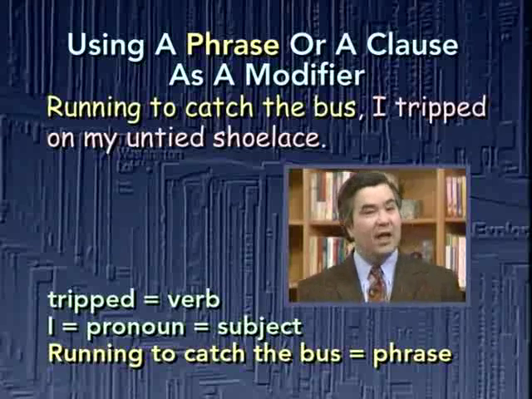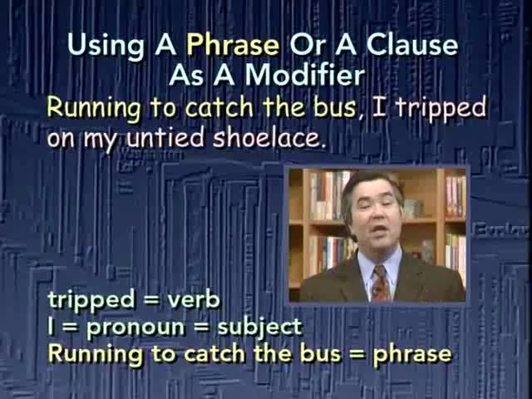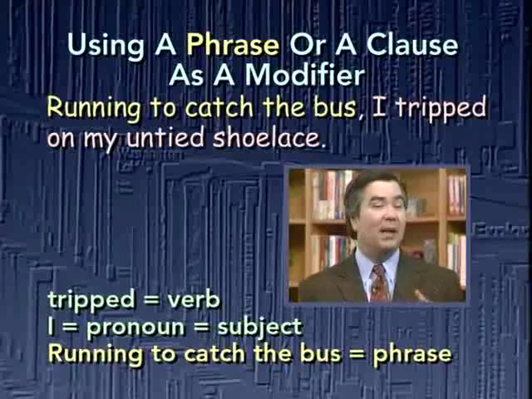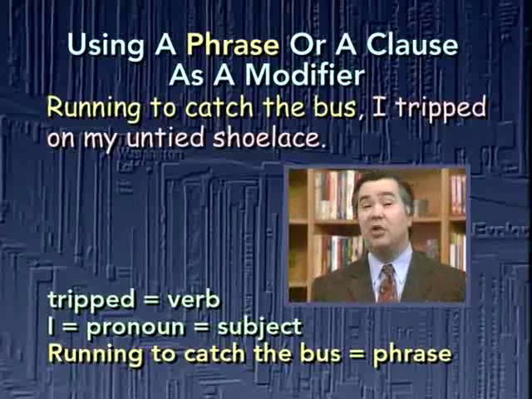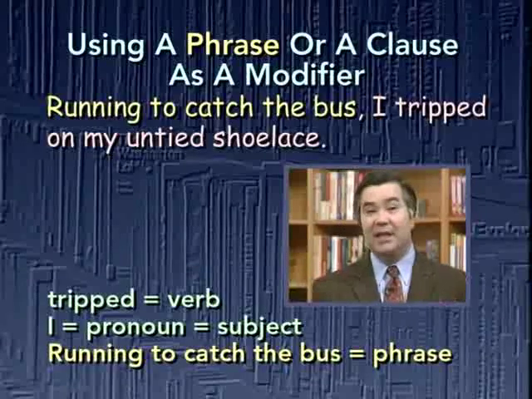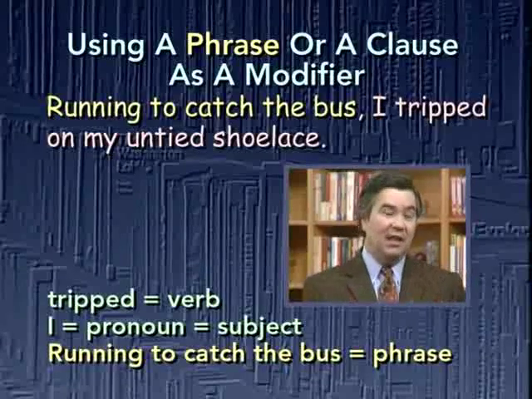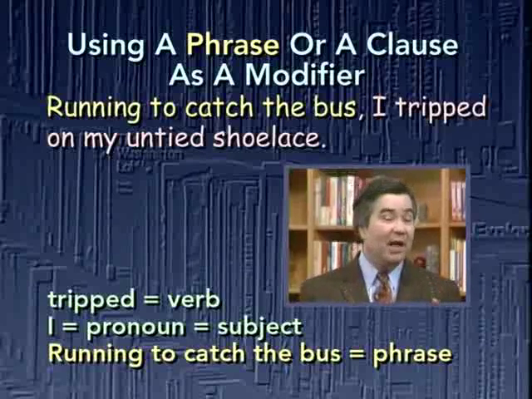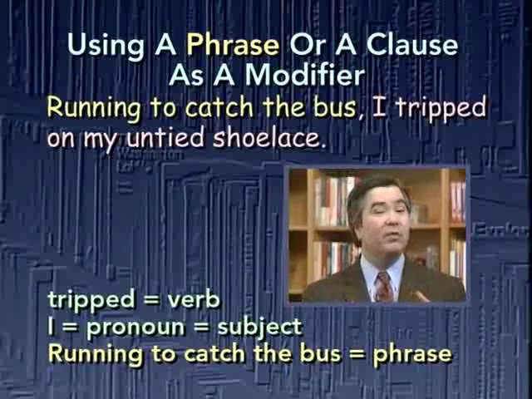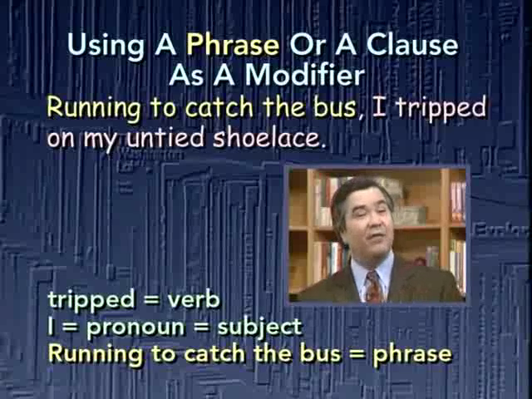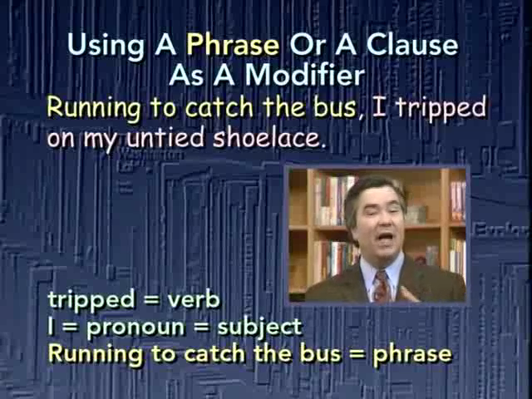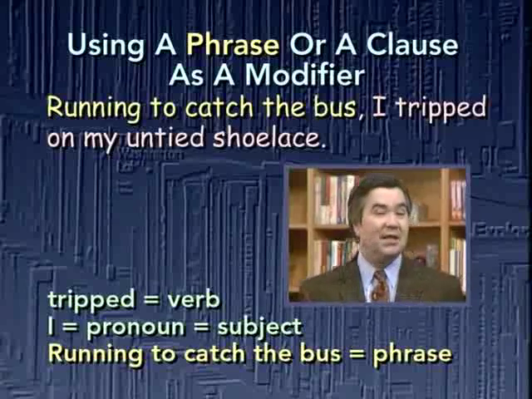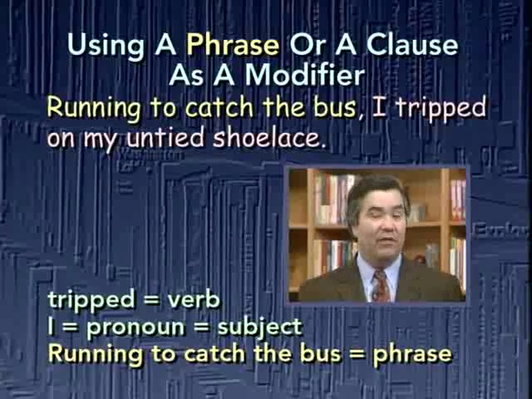That entire phrase there tells something more about the pronoun I. It describes what I was doing at the time of the accident, of the tripping. So running to catch the bus is acting, the entire group of words is acting in a sense as an adjective. It's a modifying phrase, and the whole group of words refers to, modifies, or gives more information about I in the sentence. So this is an example of how a phrase in a sentence can act as a modifier.